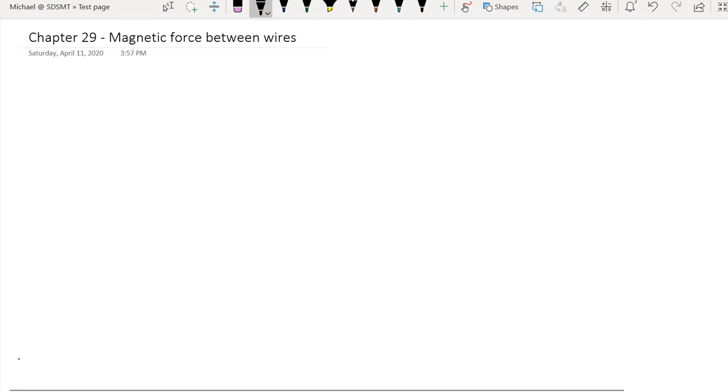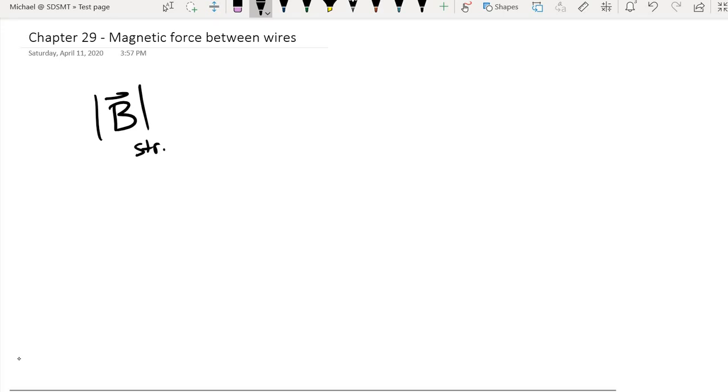And Chapter 29 is exploring the connection between how magnetic fields can be influenced by current carried in wires and vice versa. And in the previous video, we derived the expression for the magnitude of a magnetic field for both a straight segment of wire and a curved segment of wire.